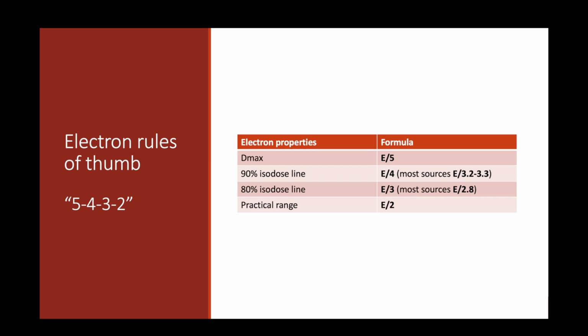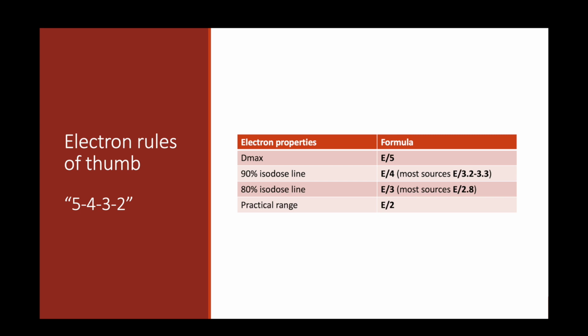So these rules of thumb are, in theory, straightforward: 5, 4, 3, 2. Remember, think about it as going from the surface to deeper and deeper into the patient. So at the surface or close to the surface, we get our Dmax. That's energy divided by 5. That's sort of the lowest depth that we're going to get is Dmax. The 90% isodose line is going to be a little bit smaller than our Dmax. It's going to be energy divided by 3.2 to 3.3. The 80% isodose line is going to be energy divided by 2.8.